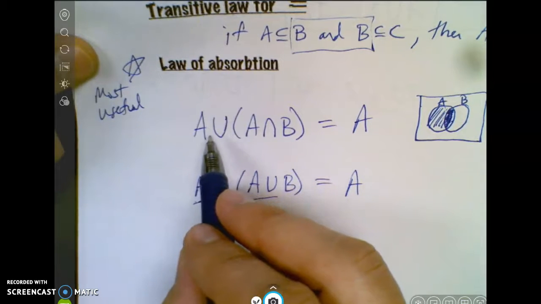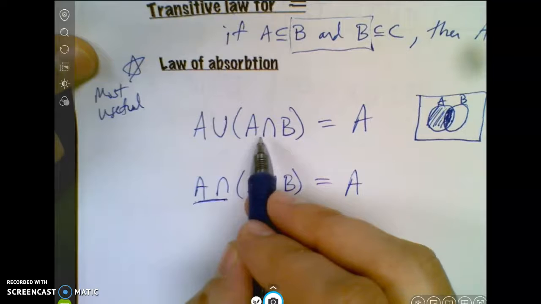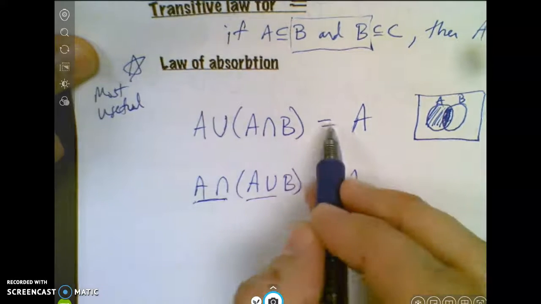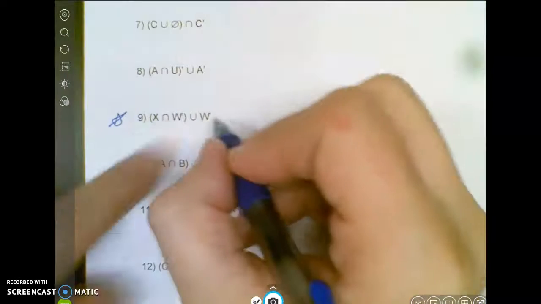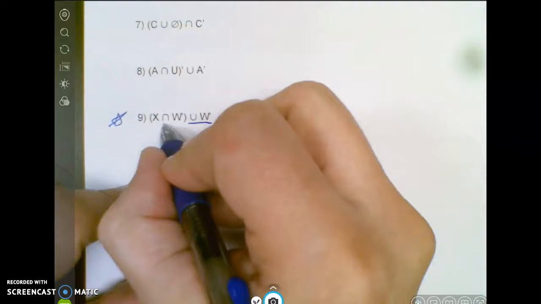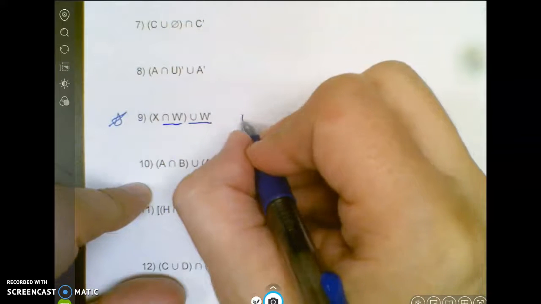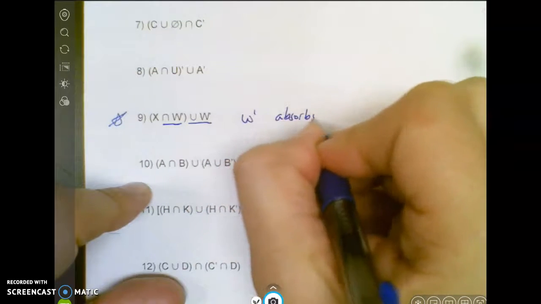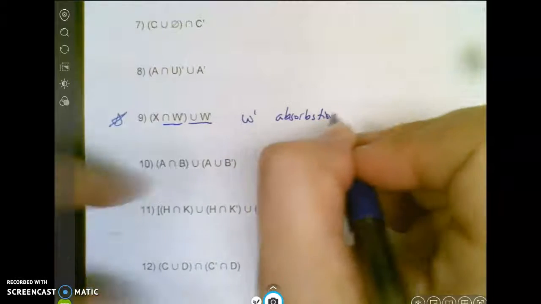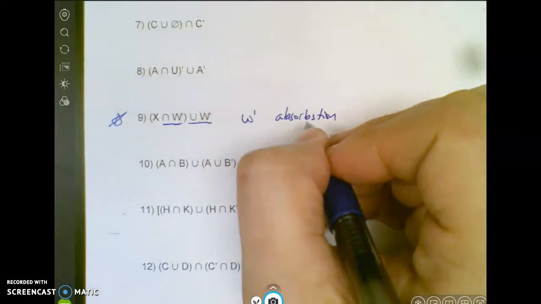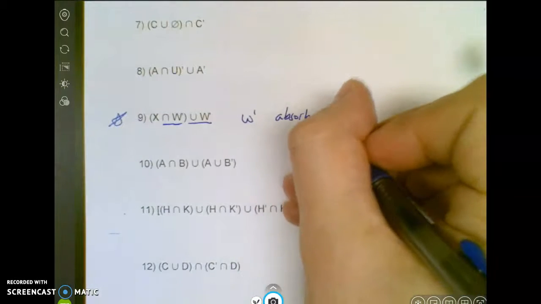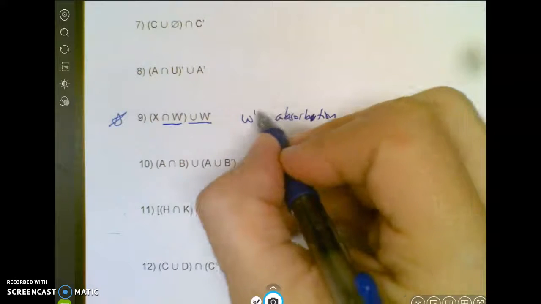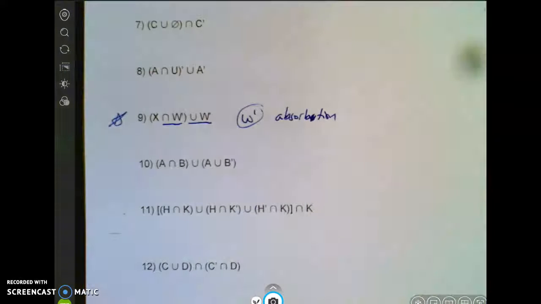Or vice versa. If you have a union on the outside and intersect inside, it gets swallowed up by A. So it gets absorbed. So when I see this guy with a union and this guy with an intersect, the answer is just W naught. And the reason? Absorption. I think I misspelled it. There we go. One move. That's pretty nice.